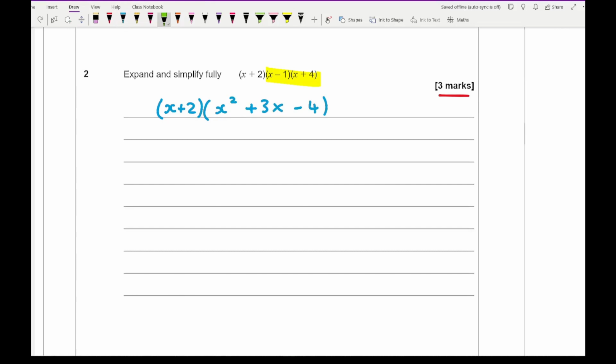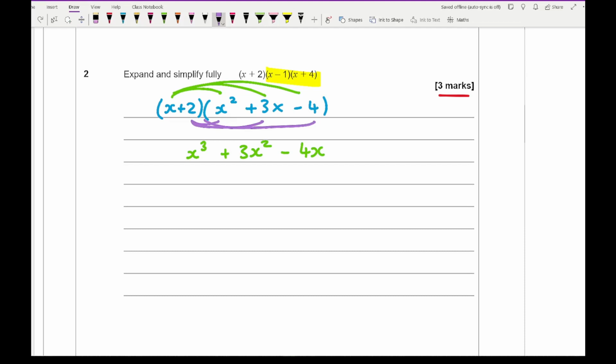Now, from this, what I then do is multiply everything in the second bracket by the thing that's first in the first bracket. So here I'm going to multiply by x. So here I've got x cubed plus 3x squared minus 4x. So then all that's left for me to do is then multiply out the second bracket by the second term.